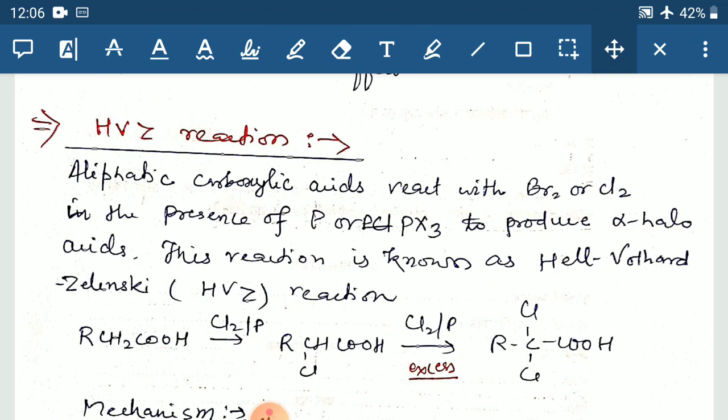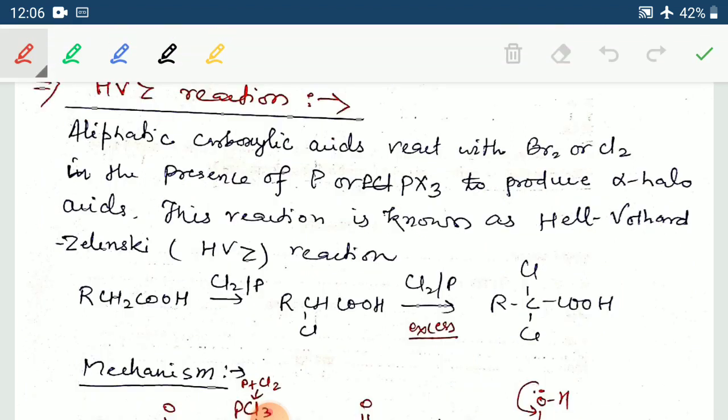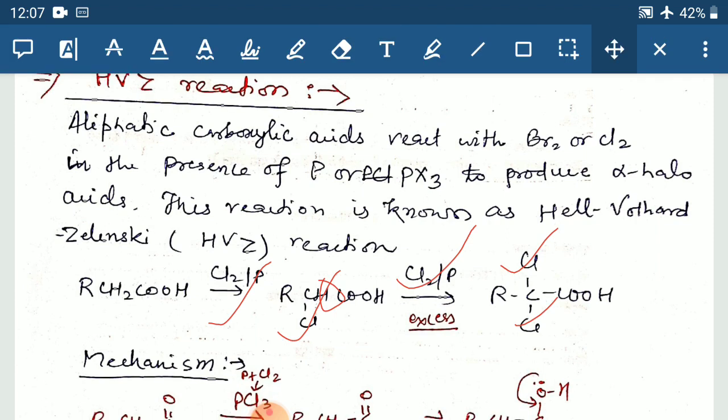So here RCH2COOH reacts with chlorine in the presence of phosphorus, then this chlorocarboxylic acid will be formed. If we use chlorine in the presence of phosphorus in excess, then all alpha hydrogens will be replaced by halogen. Now we have to look at its mechanism.